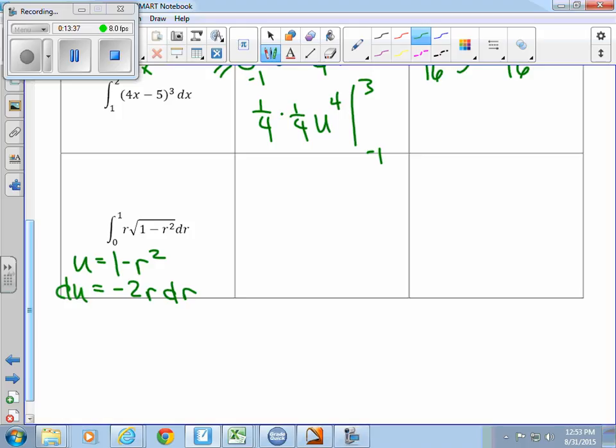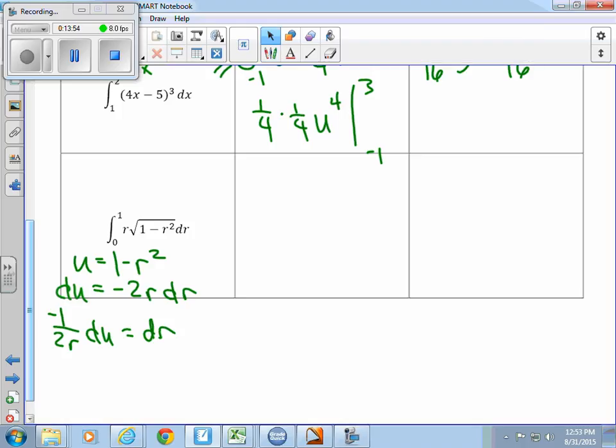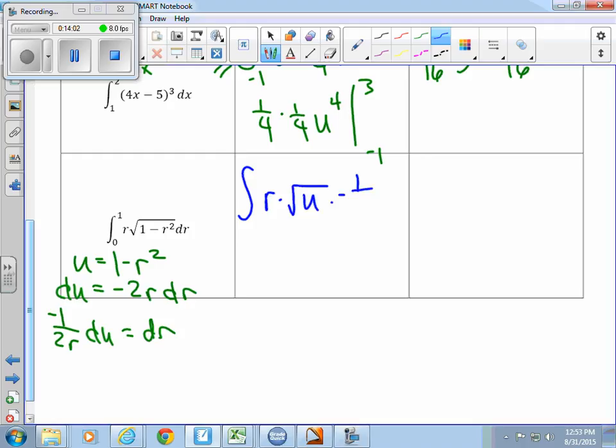Negative 2r dr. Is that a good thing? Yeah, because the r's are going to cancel. That's good. Good use. So I have the integral... oh, sorry, -1 over 2r. So I have the integral of r times the square root of u times -1 over 2r du, and set it from 0 to 1.